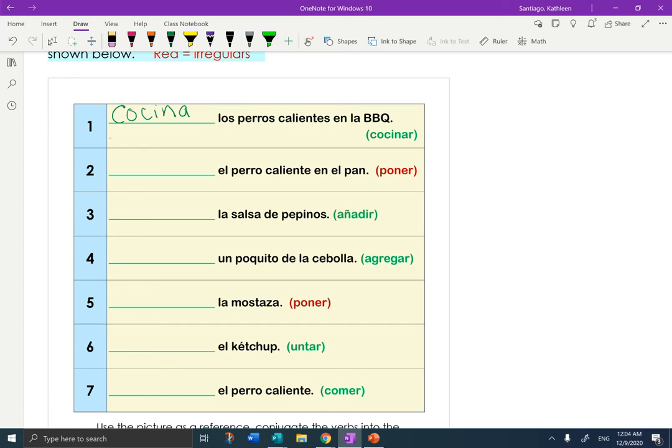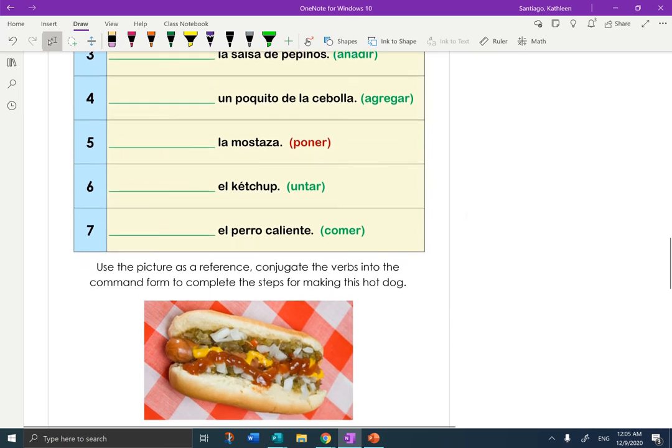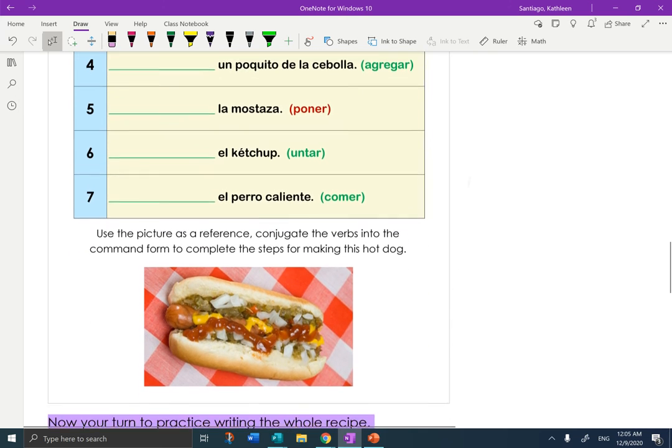Remember that you are not saying like he cooks. You're telling someone what to do. Cook the hot dogs on the barbecue. Think about like Mrs. Santiago telling Mr. Santiago, it's time to cook the hot dogs on the barbecue. I'm telling him to get them cooked. Okay, so you're going to do that for 6 more, and you're giving the recipe for that hot dog.